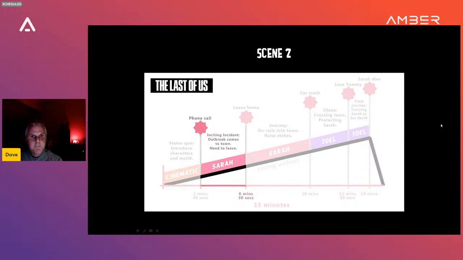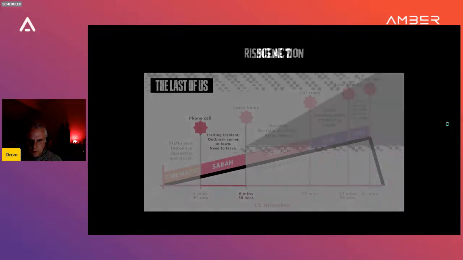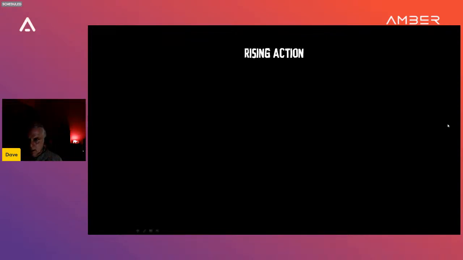Okay. Right, so we're going into a second stage now. So we're going properly into the rising action now. So this is going to be concerned with that structure of suspense and the structure of fear. We're going to start to raise the stakes as we go into town, and we're going to bond the player to Sarah. So rising action is tension over time, increasing tension over time.